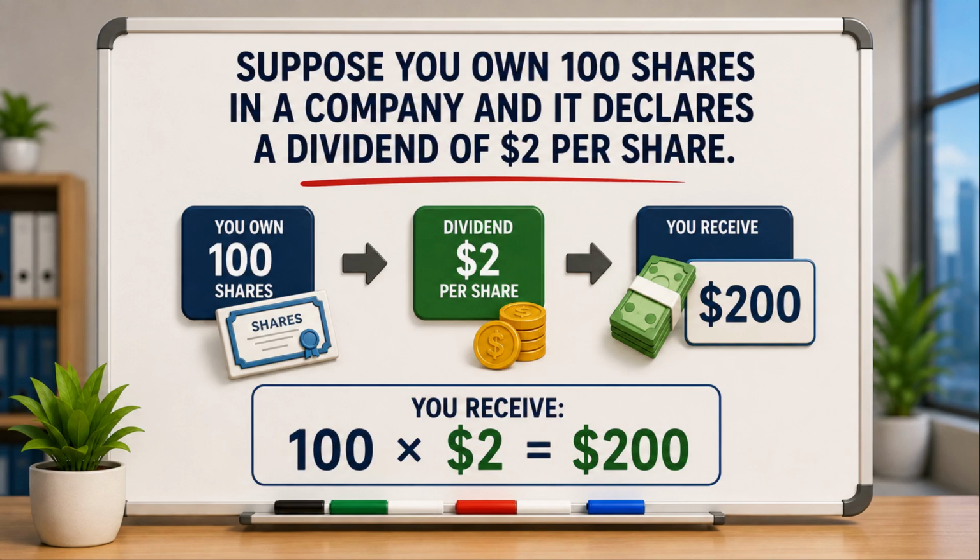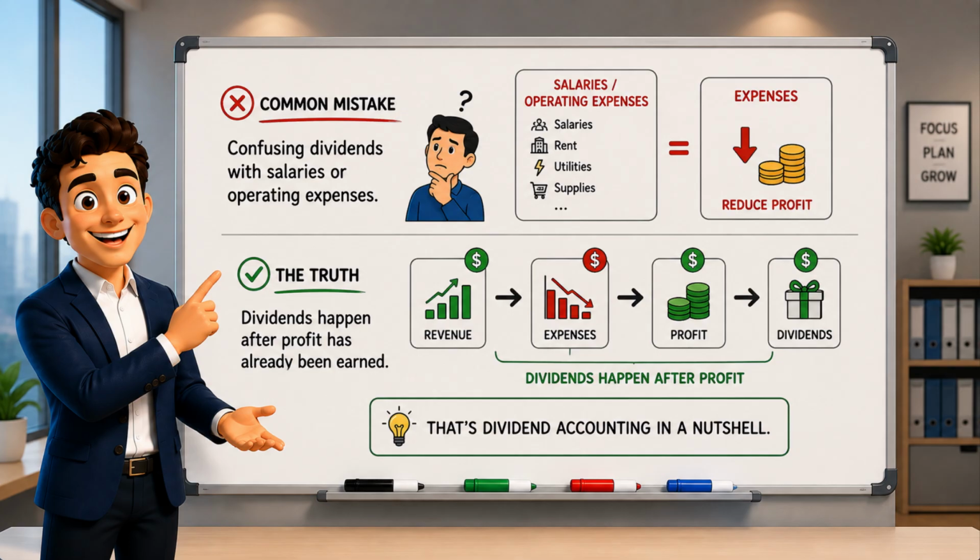One common mistake beginners make is confusing dividends with salaries or operating expenses. Expenses reduce profit. Dividends happen after profit has already been earned. And that's dividend accounting in a nutshell.